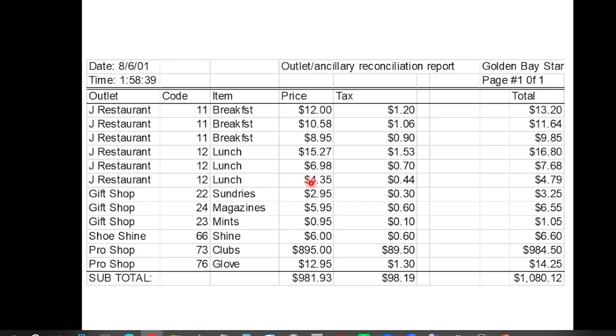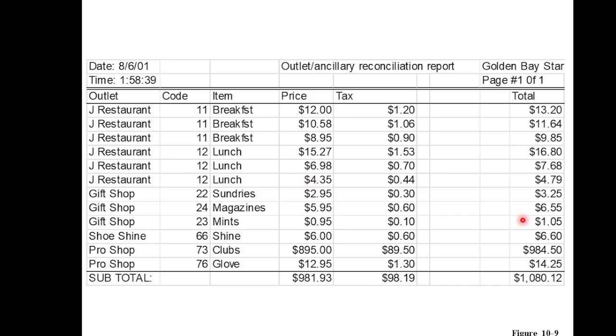And then for the gift shop, we have the sundries, magazine, and the mints, with prices 4.35, 2.95, and 5.95. Basically, this is almost $11.